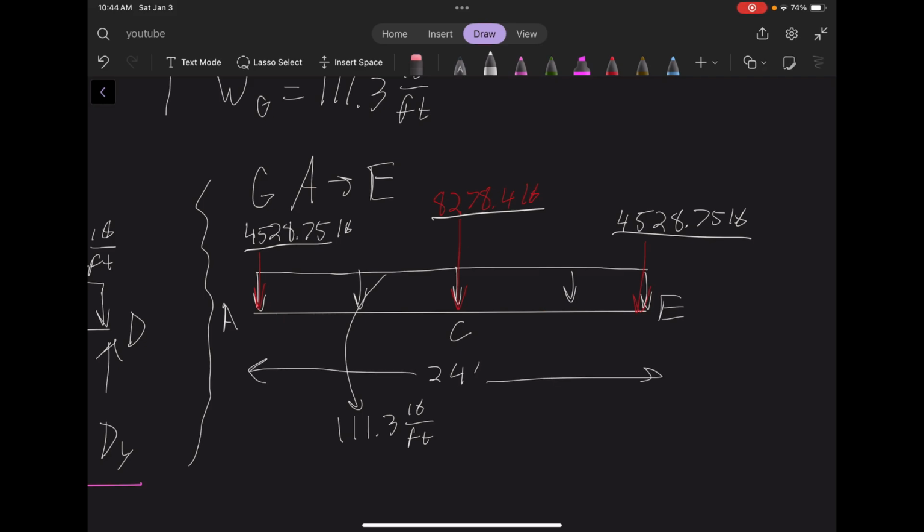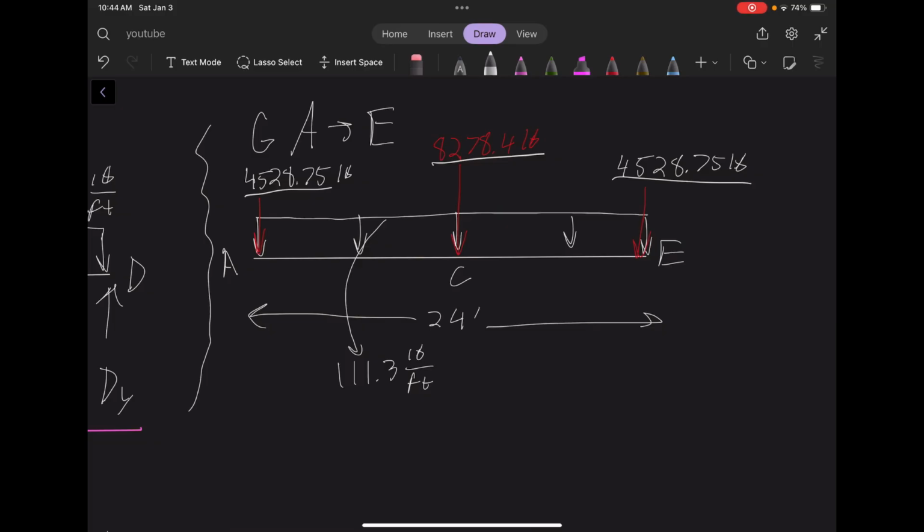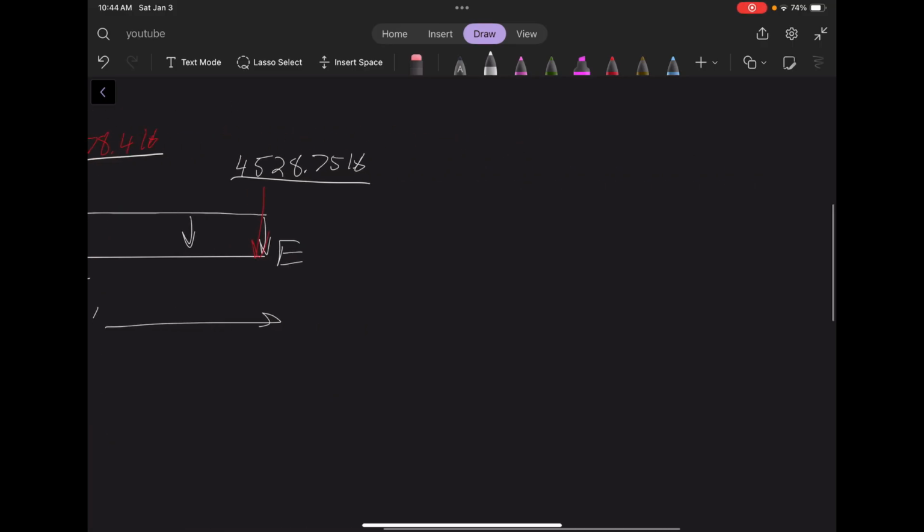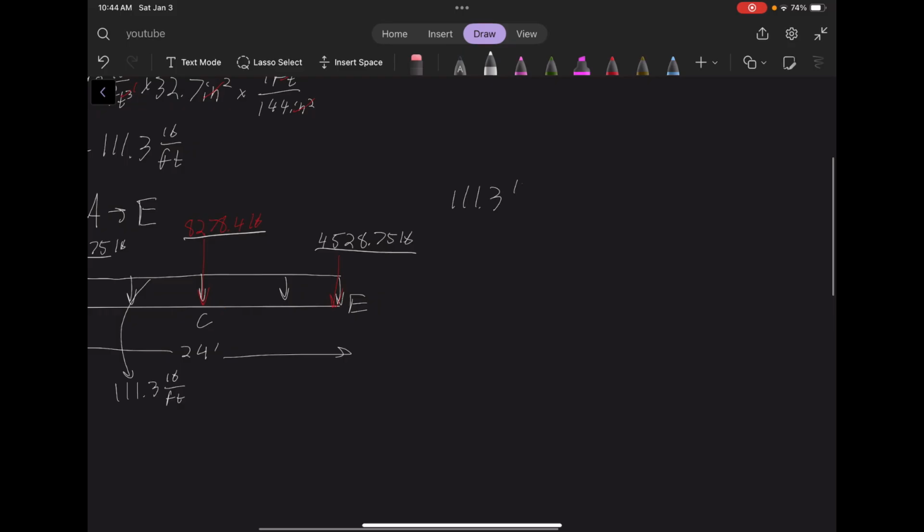So again, let's do it off to the side. 111.3 pounds per foot times 24 feet, plus 8278.4 pounds plus 2 times 4528.75 pounds. Okay, so you're going to get an answer that's in pounds, and then you have to divide that by 2.